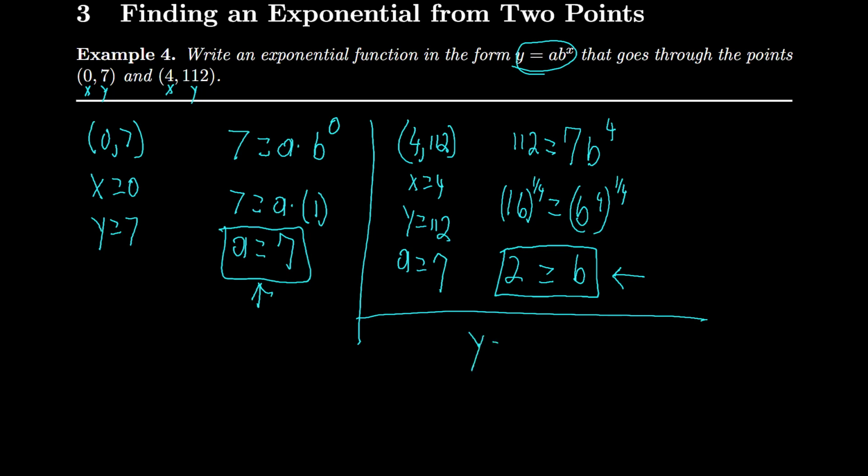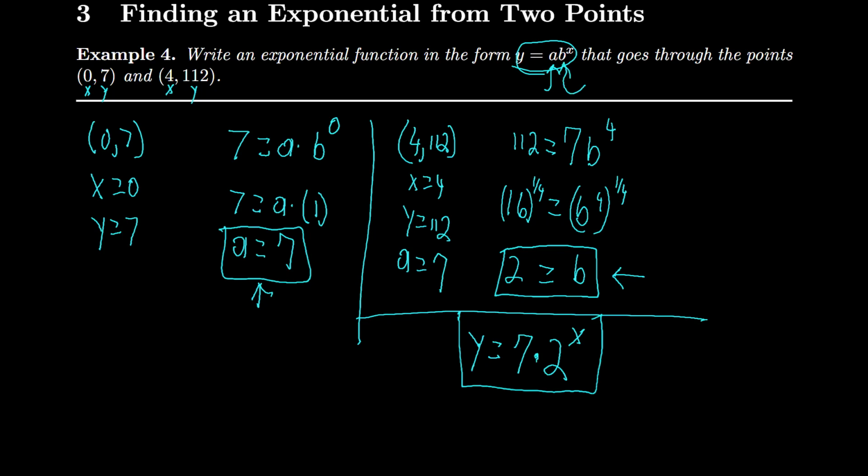So it's going to be y equals whatever you found for a times whatever you found for b to the x. And that is your answer. That's what we're looking for. So to find the exponential form that goes through a couple of points, you use one of the points to find a. You plug it in and you solve for a. And then you'll use the second point to find b. And then once you've found a and b, you just plug them back into this form. There's a, there's b. And your answer should always look like this.